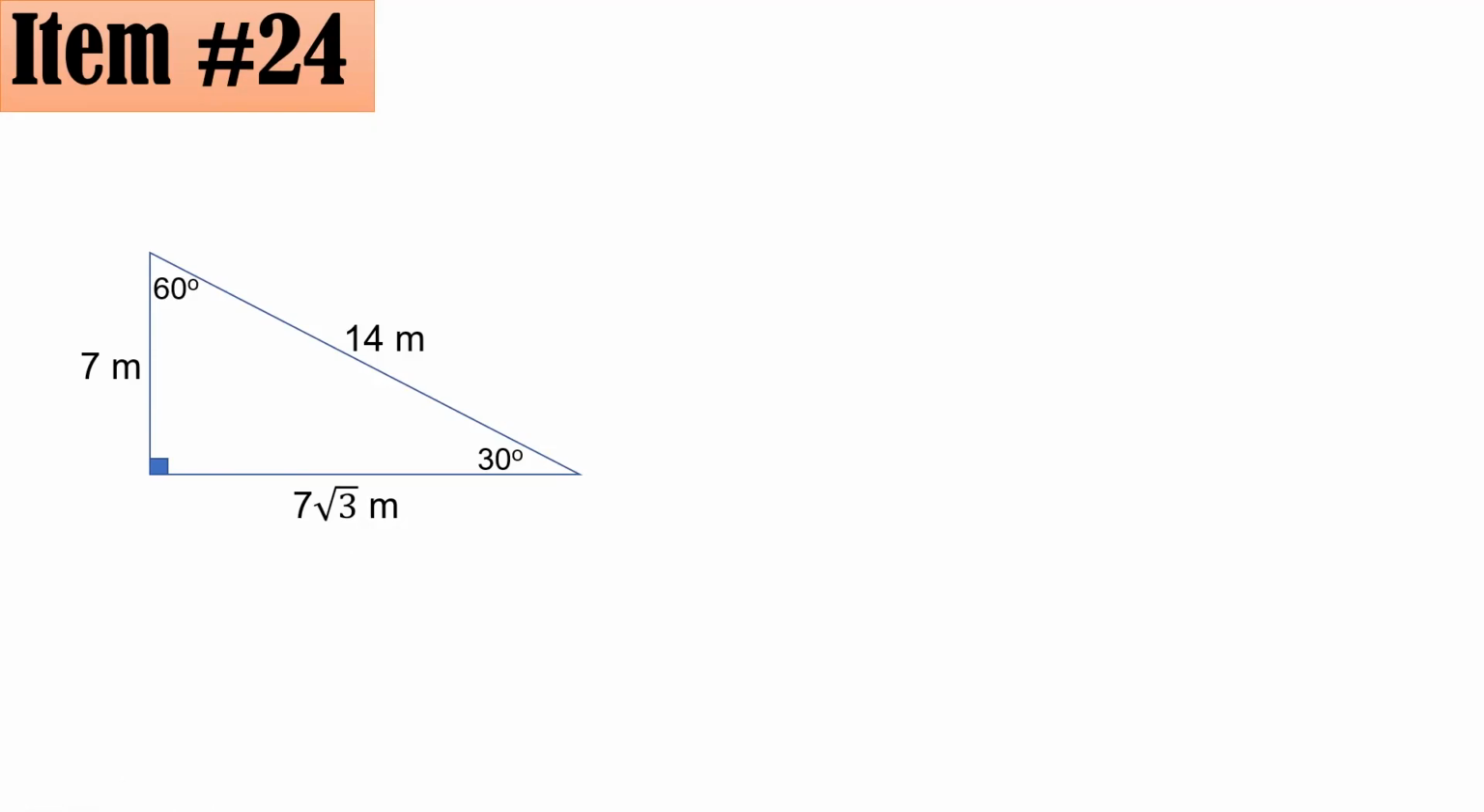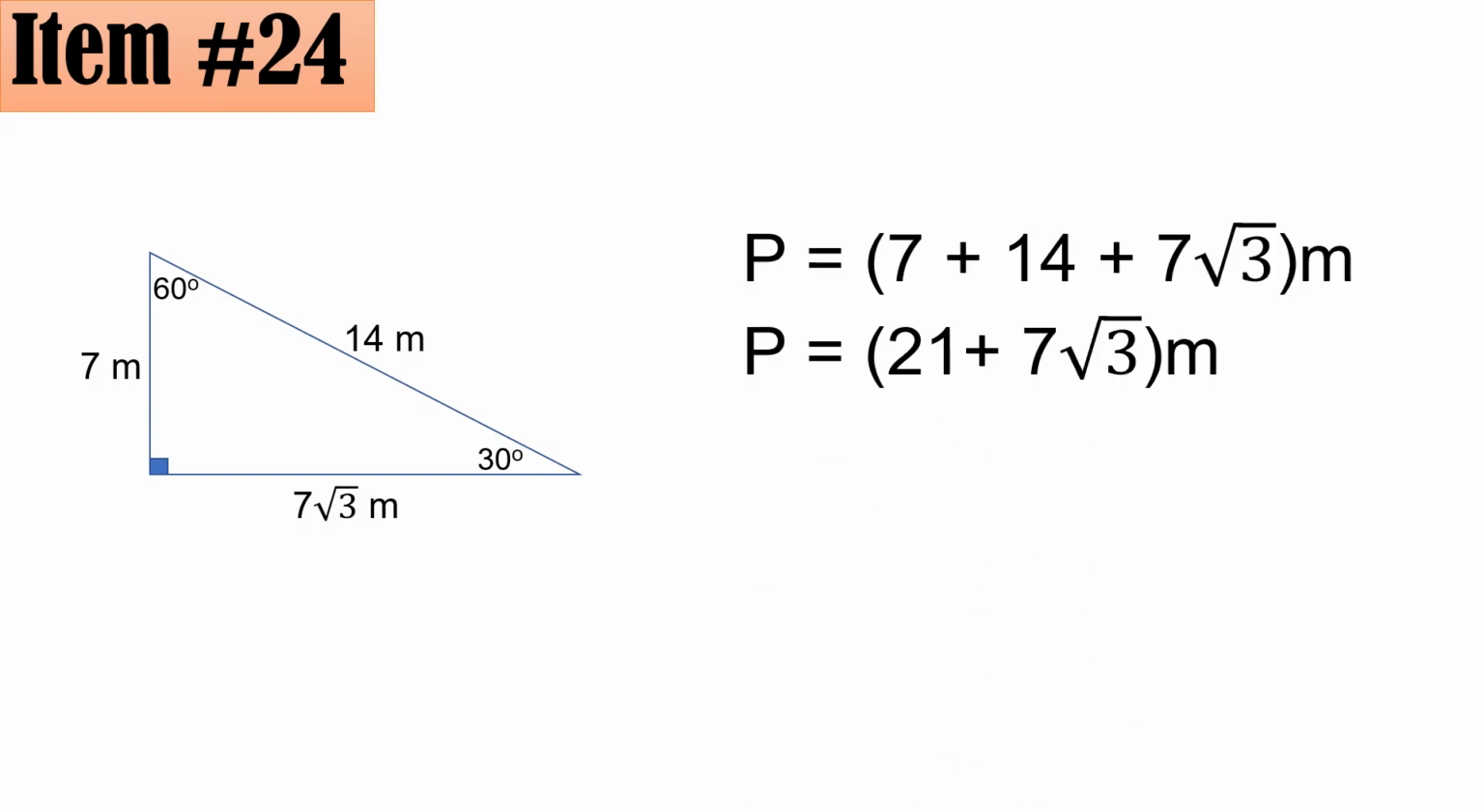Ito po yung reason kung bakit yan po yung itsura or yan po yung lengths, no, ng sides ng ating 30, 60, 90 triangle. If you wish, you could verify on your own using the Pythagorean theorem. And I'm sure it will satisfy the Pythagorean theorem. And since we are talking about perimeter, so add them. 7 plus 14 plus 7 square root of 3. And combining like terms gives us 21 plus 7 square root of 3 meters, letter B.